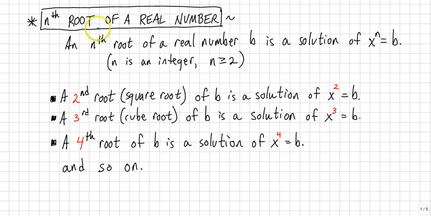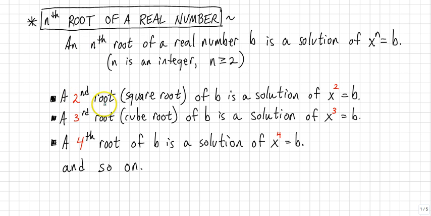So the definition: an nth root of a real number b is a solution of the equation x to the n equals b. Now n has to be an integer greater than or equal to 2. So like x squared equals b, x cubed equals b, x to the 10th equals b. So n is what type of root you want to take, and b is the number you want to take the root of.